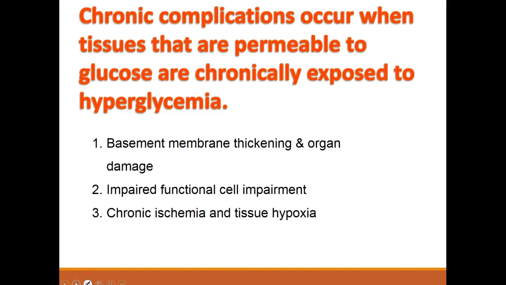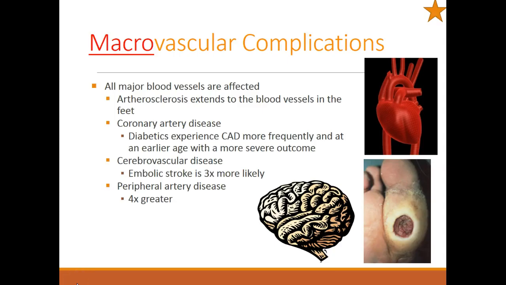So when we're talking about complications, yes, the body does need glucose in order to survive, but in excess it can cause damage to the basement membrane. It causes thickening and organ damage. It can impair the function of cells, and it can also cause chronic ischemia and tissue hypoxia. So macrovascular changes, remember, think of heart and brain. Atherosclerosis can extend to the blood vessels in the feet: coronary artery disease, cerebral vascular disease, and peripheral arterial disease.